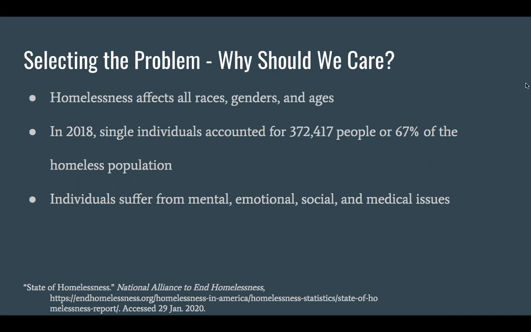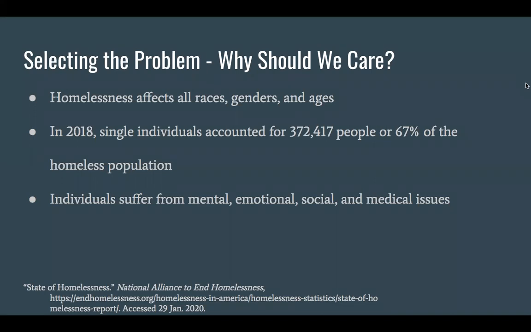In 2018, single individuals account for 372,417 people, which comes to 67% of the population of people who are homeless. Caucasians have the highest total percentage of 50% of the population. African Americans make up 40%, and Native Americans take up the total of 3% of the homeless population.